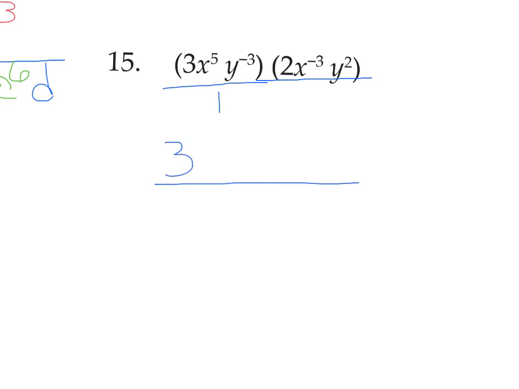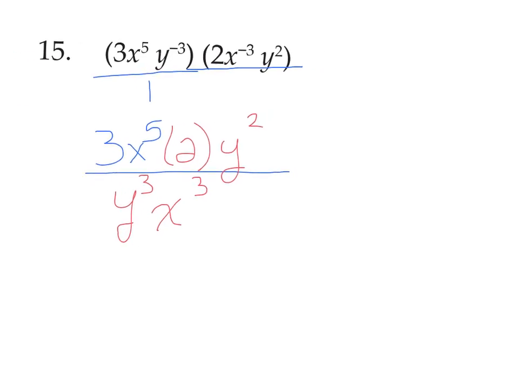The 3 doesn't need to move. The x to the 5th doesn't need to move because it already has a positive exponent. But this y to the negative 3 should go down to the bottom. So that exponent becomes positive. The 2 doesn't need to move. But the x should move down to the bottom, so the exponent becomes positive. The y doesn't need to move. So the only things that need to move are bases that have negative exponents on them. And of course, don't forget, this 2 and this x are not stuck together. They are different bases. The 2 has a 1 exponent on it. The x has a negative exponent. So this is what we have now.